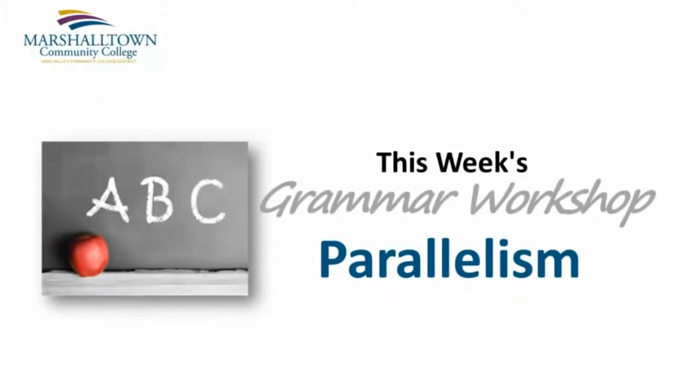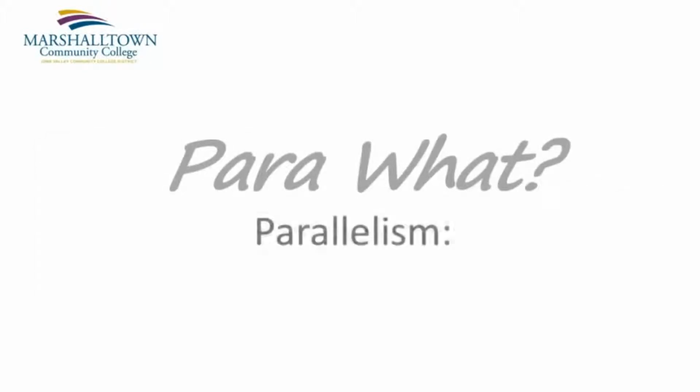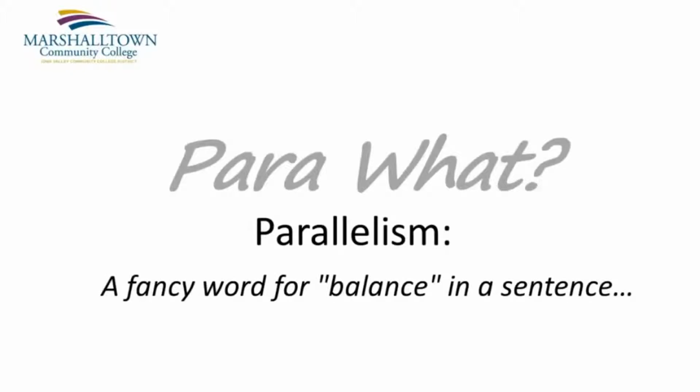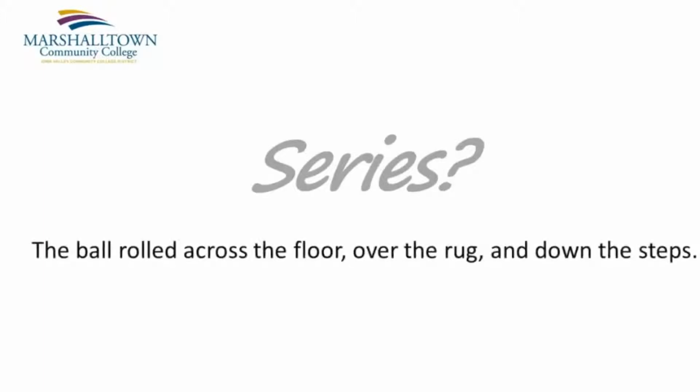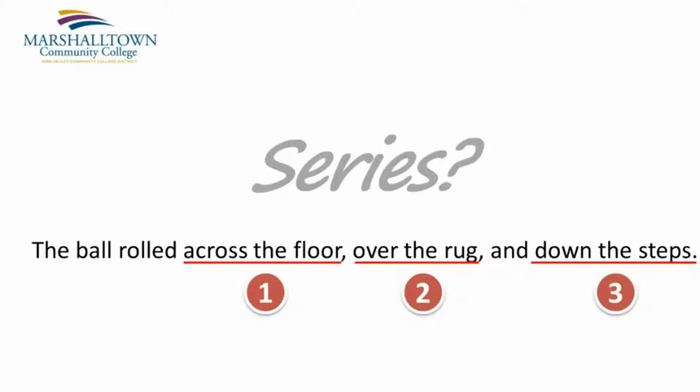The grammar workshop for this week is all about something called parallelism. Now, don't let the word scare you. This is just a fancy name for making your sentences sound more balanced and organized. Some of the sentences you'll write in a paragraph might include what's called a series of items, where each item is separated by a comma. For example, the ball rolled across the floor, over the rug, and down the steps. The items in the series are across the floor, over the rug, down the steps.